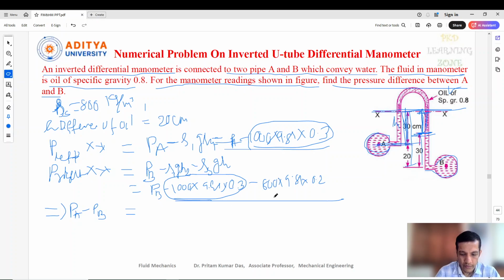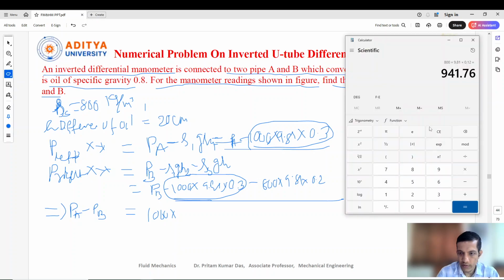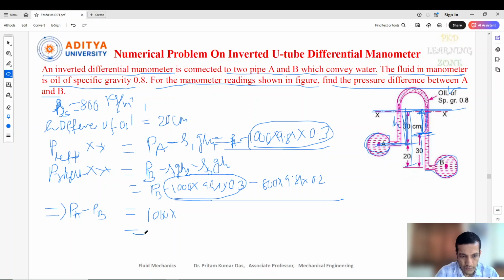I have taken PB to this side. How much will be there on this side? 1000 into 9.81. So let me solve once. 800 into 9.81 into 0.2, yeah, 1569. So 1569, final value 1569.6 Newton per meter square.